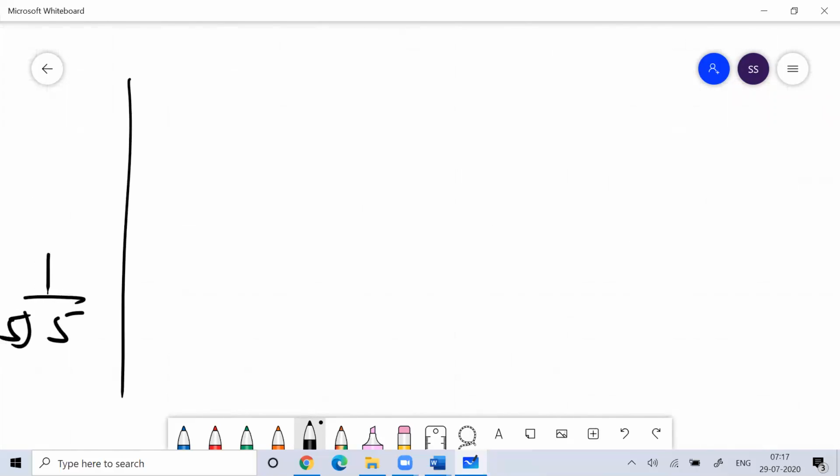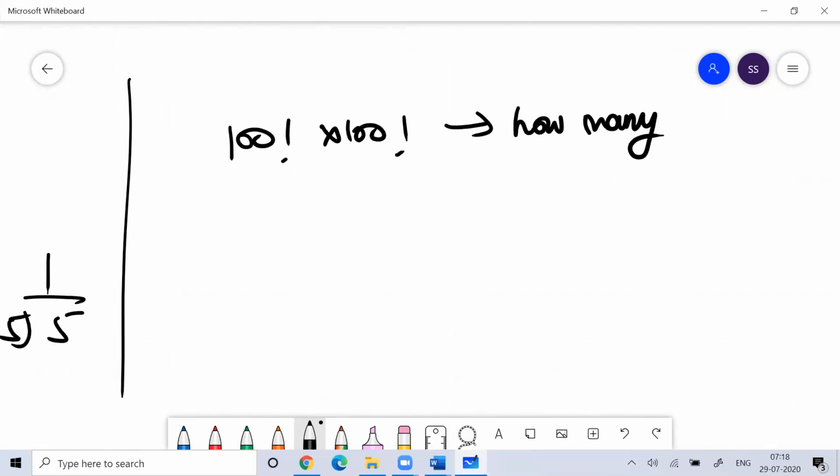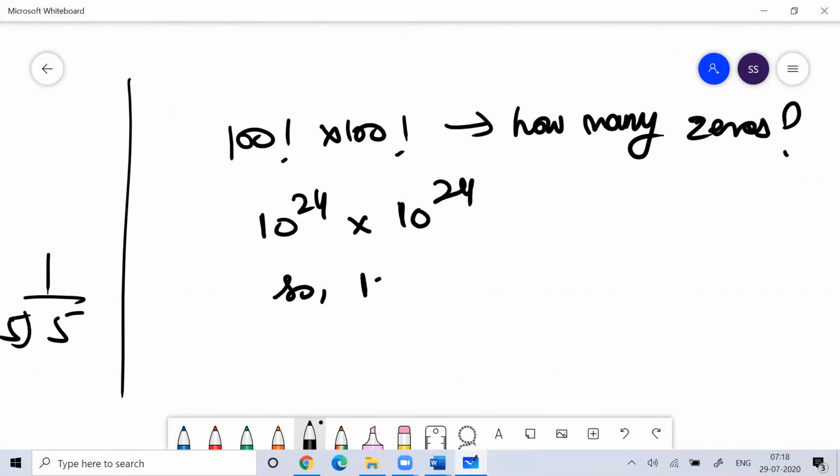Now if I ask you 100 factorial into 100 factorial, how many zeros? You know that 100 factorial has 24 zeros. Similarly, the other 100 factorial has 24 zeros. So 100 factorial into 100 factorial will have a total of 48 zeros.